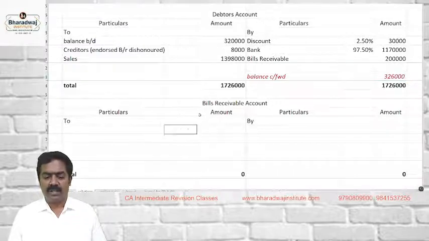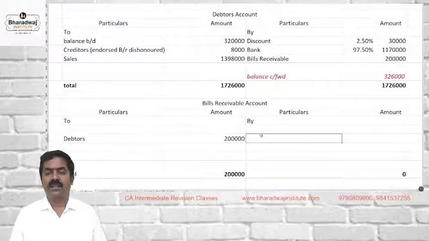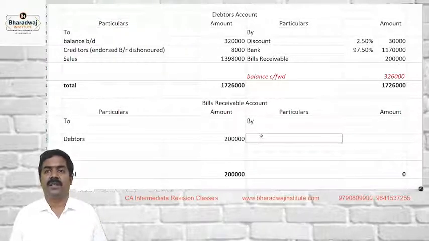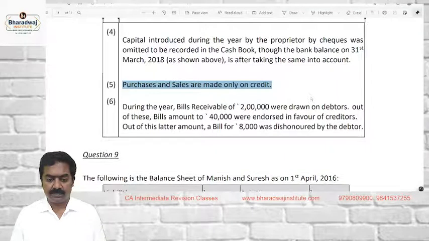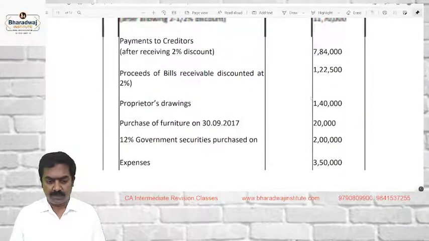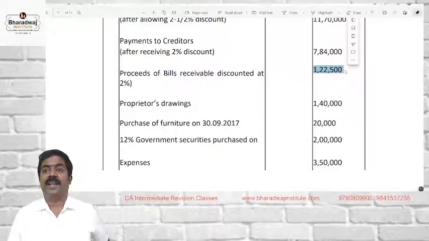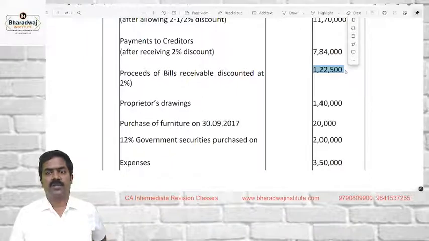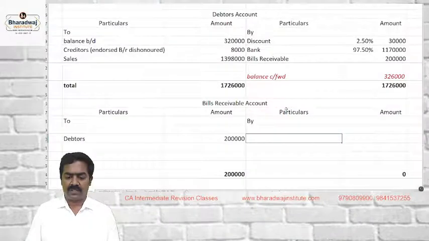Pay attention. In the bills receivable account, this will come as 2 debtors account, 2 lakhs. Look at how much of bills are collected. Look at proceeds of bills receivable received discounted at how much percentage? 2%, which means this 1,22,500 is like 98%. Here we discounted with the bank 2%, 98% you have collected and work out the reverse.